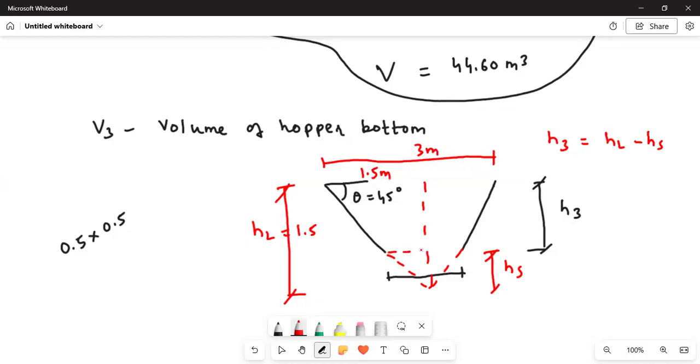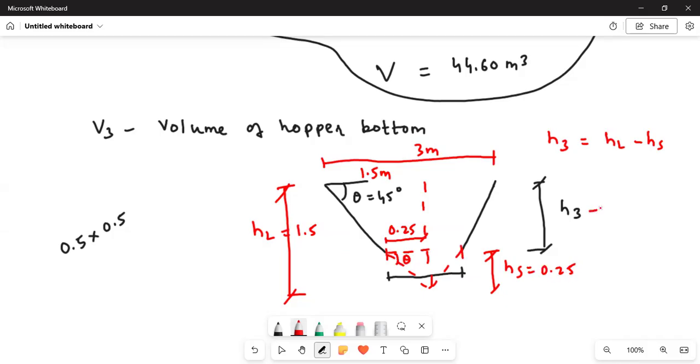Similar here also, theta equal to 45 degree. And from here to here, it is 0.5, so this will be 0.25. Since this is 0.25, HS will be equal to 0.25 because the angle is 45 degree. The horizontal distance and the vertical distance will be equal since the angle is 45 degree. So HL is 1.5 and HS is 0.25.